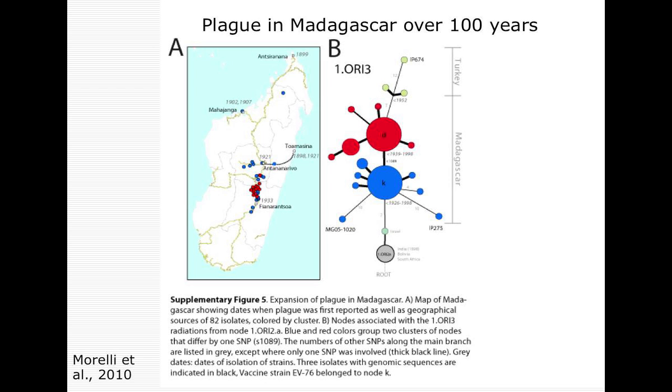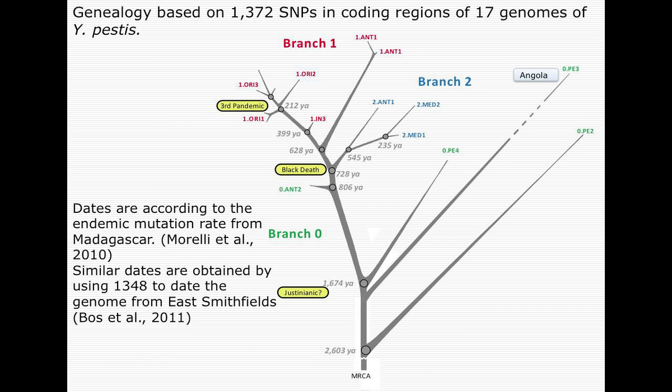This is the genotype of a strain from India. And you have a blue cluster and a red cluster. Blue is all over. Red is down here, where it started in 1933. Our oldest isolates here are from 1926 and here from 1939. And they go forward to 1998. And from this, we were able to work out an endemic mutation rate. And then we use that to calculate dates from genomes.